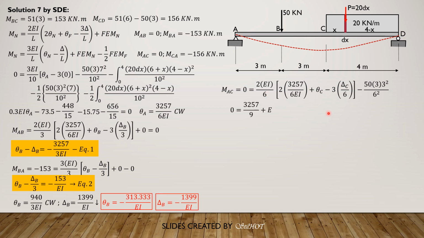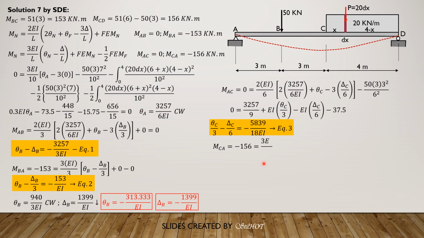theta C over 3. Simplify first. Distribute this 2 over 6. So we have 3257 over 9 plus EI theta C over 3 minus EI delta C over 6. Because this is 1/3, distribute, so delta C over 6 minus 37.5. Simplifying, we have theta C over 3 minus delta C over 6 equals negative 5839 over 18 EI. Call that equation 3.